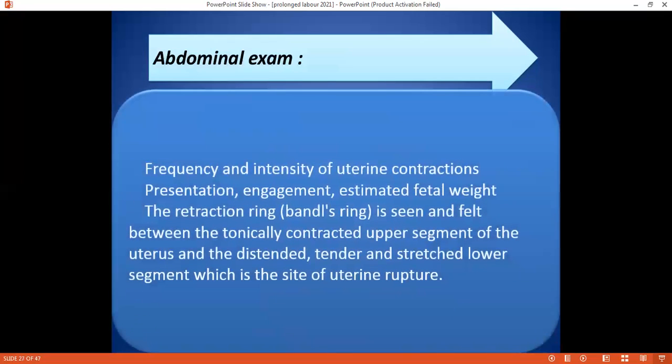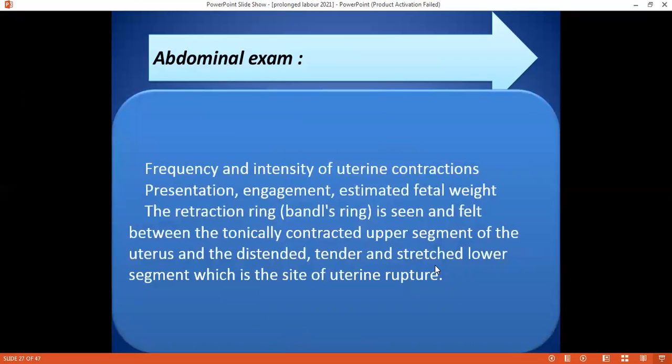Abdominal examination: the frequency and the intensity of uterine contractions, the presentation, the engagement, and estimated fetal weight are very important. By clinical examination, we can estimate whether this baby is of big size, macrosomic, or of average size.